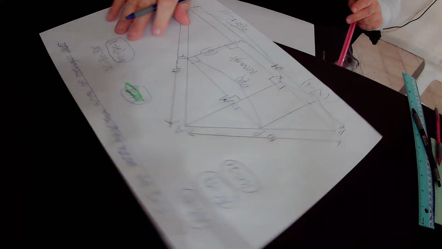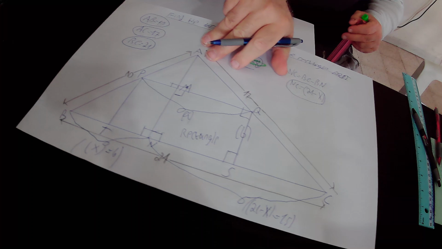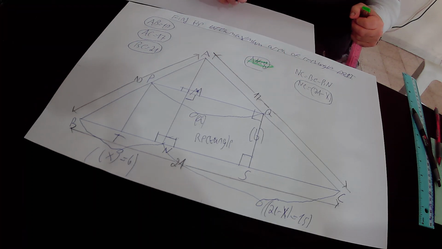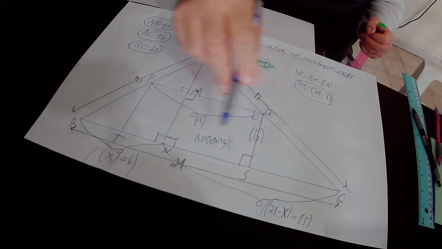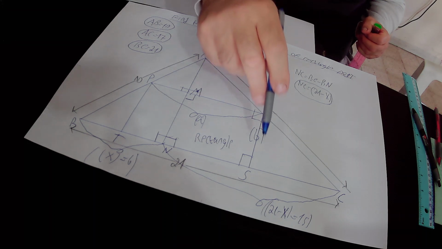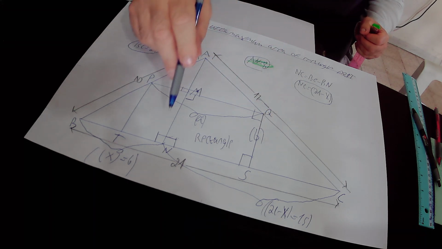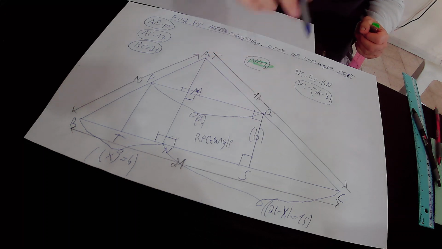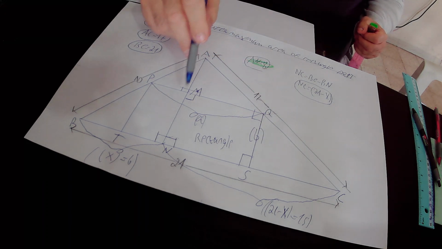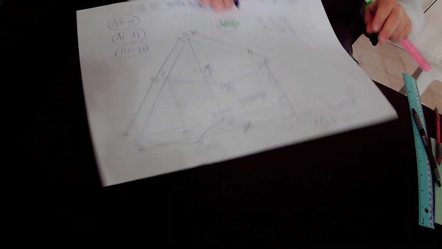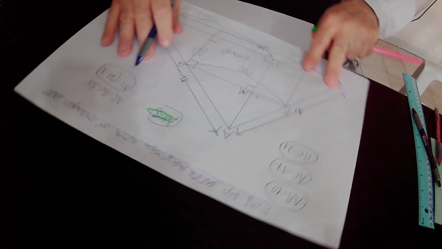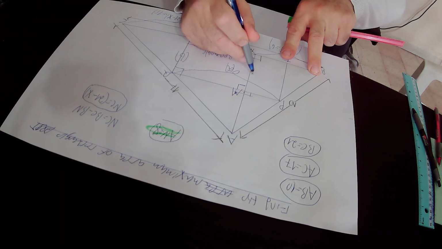But we also know that the opposite sides of a rectangle are equal to each other. So in the small rectangle MQSN, side QS must be equal to the opposite side MN. But QS is B, therefore MN must also be equal to B. So I write it down. MN equals B.